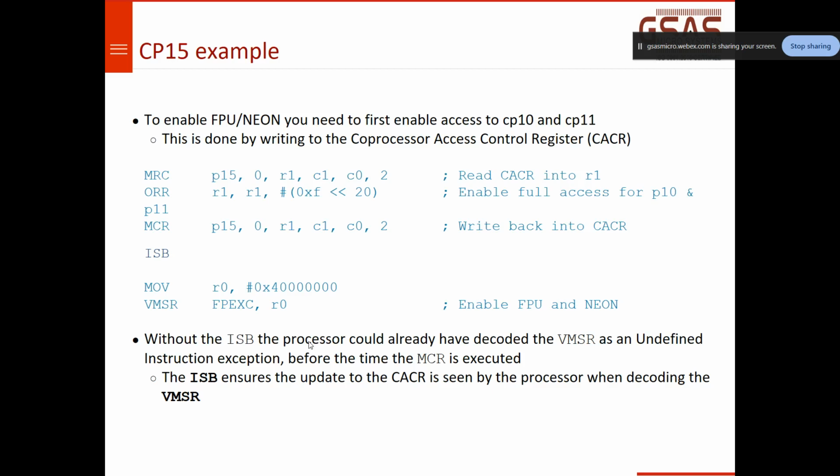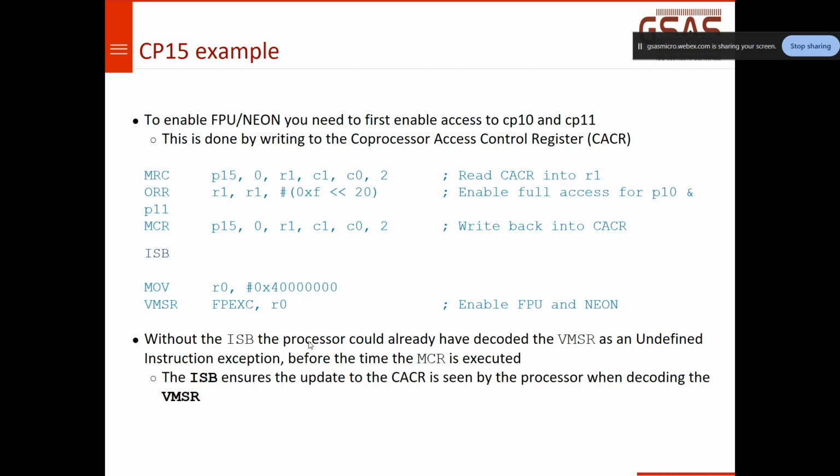So with MRC, CPACR is the address of a register. We have to first load the contents of that register into R1, then modify it, that is, set the required bits for accessing the FP or NEON, and then write the modified data back to CPACR to ensure that the FP and NEON are enabled.